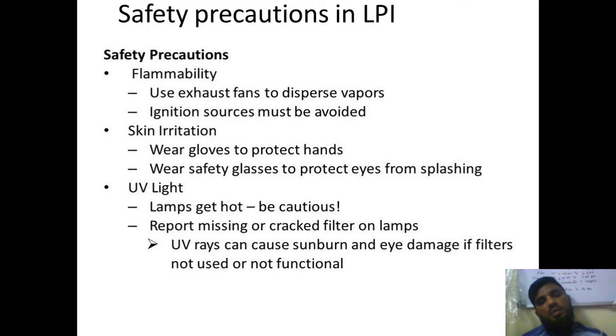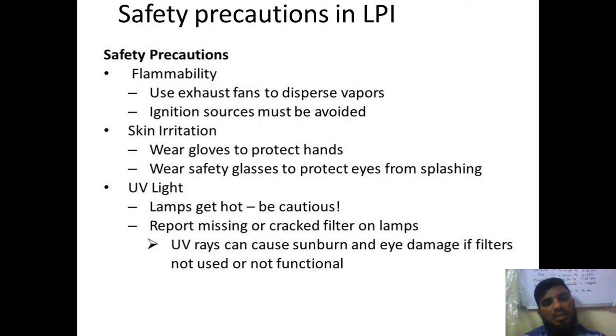Similarly, when dealing with flammability, you must use some kind of exhaust fans to disperse the vapors. Similarly, ignition sources should be avoided. For example, if you are using some kind of solvents, they should not be easily ignited. If the solvents can easily catch fire at room temperature or at some high temperatures, such solvents or such penetrant should be avoided.